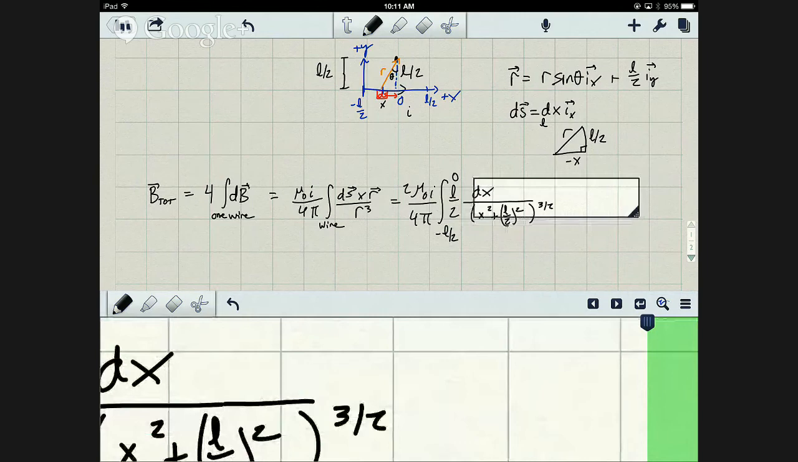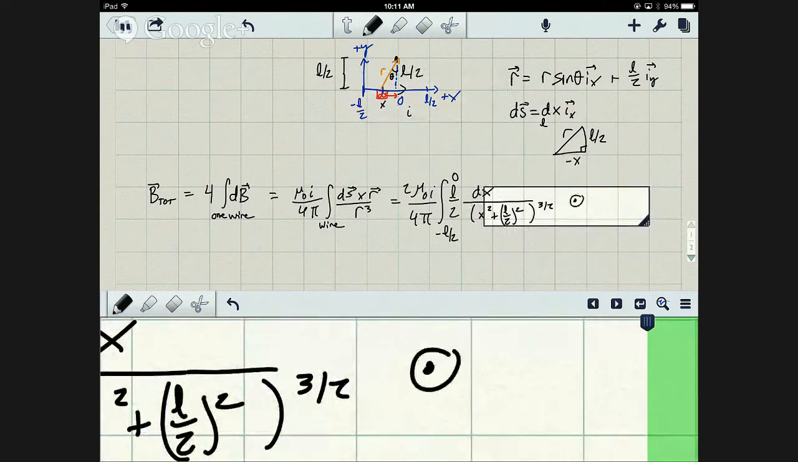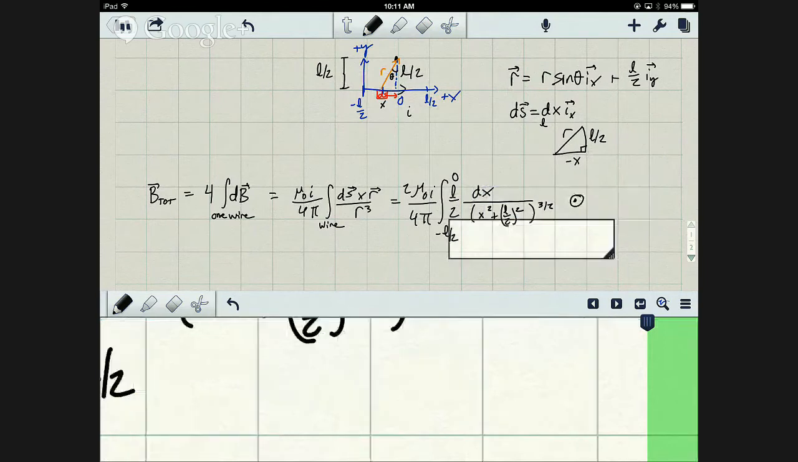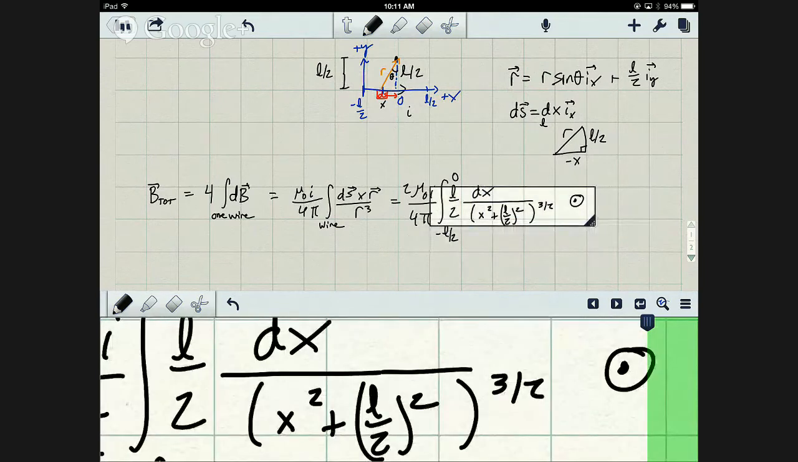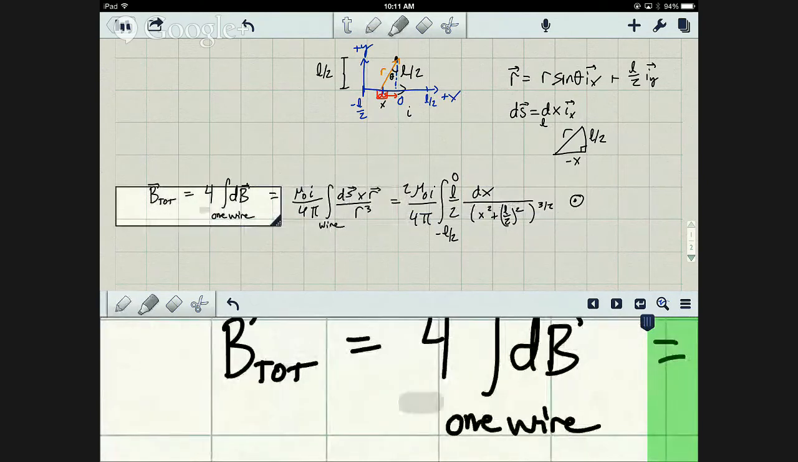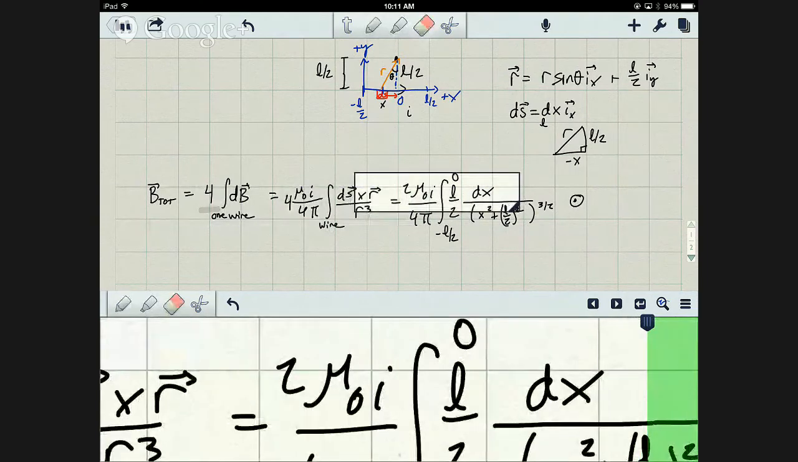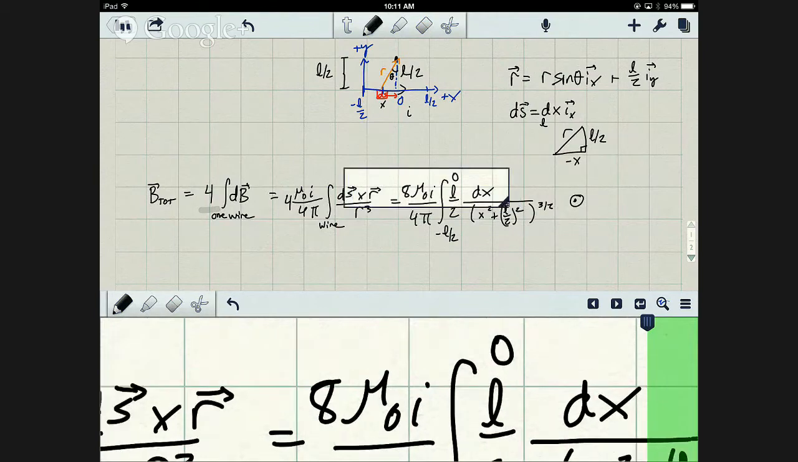What's the overall direction of ds cross r? According to this picture, if you use the right-hand rule, it is going to point outward. These sorts of integrals would be given at the front of the test if you were expected to evaluate them, but in this case, no. And let's not forget our overall factor of 4 outside here. We need that factor here and up here as well, so 4 times 2 gives us 8, or we could just cancel the 4 below, either way. So that would be the total magnetic field.